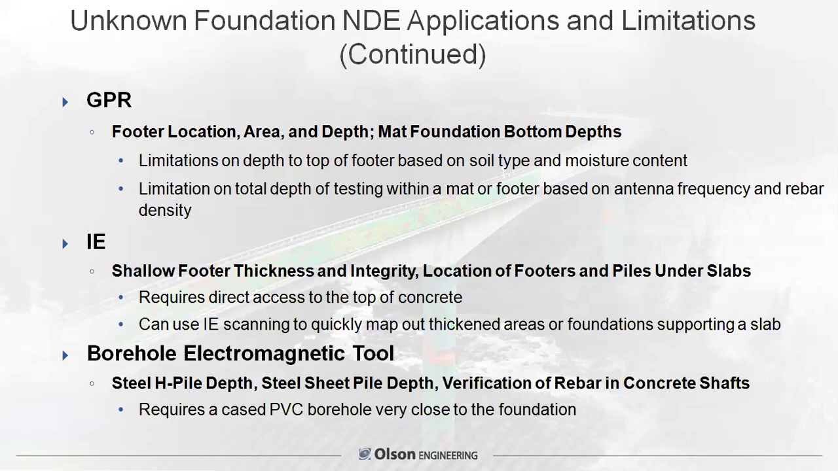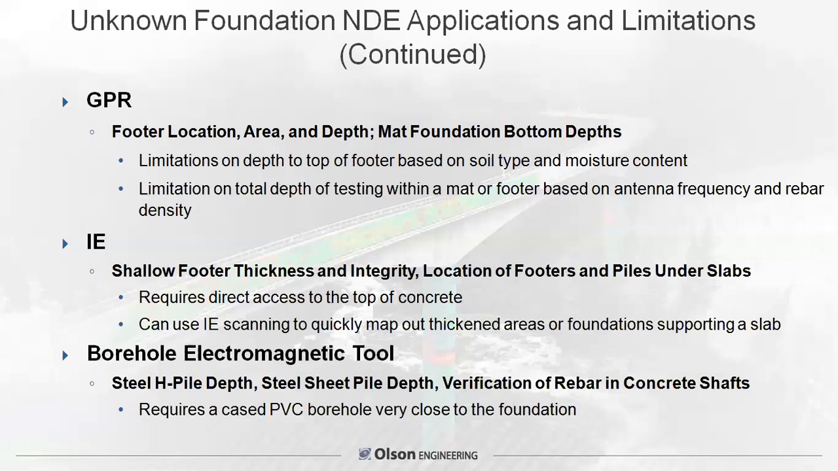Another method, impact echo, the IE method. Again, we primarily use this for shallow footers. We use this on slabs to locate thickened areas in the slab, to locate footers and measure how deep they are. It does require, similar to the SEIR, direct access to the top of the concrete. We have a scanning impact echo application where you can roll the impact echo transducer across a slab and very quickly locate the footers underneath it or thickened slabs.